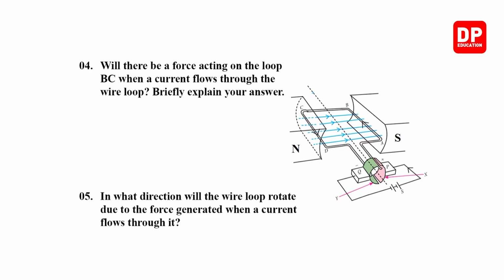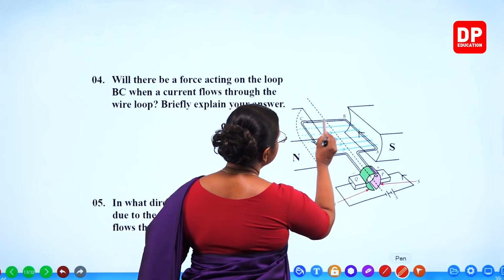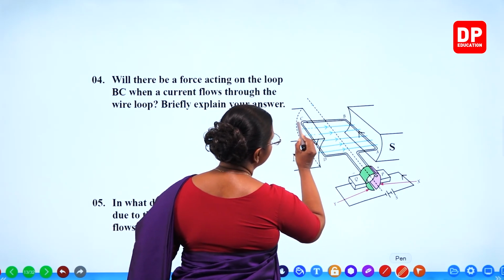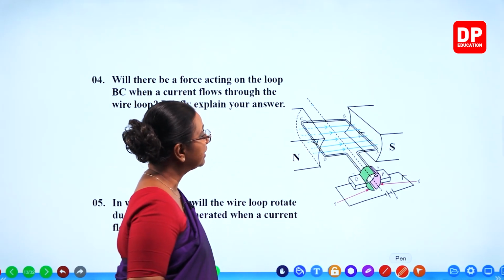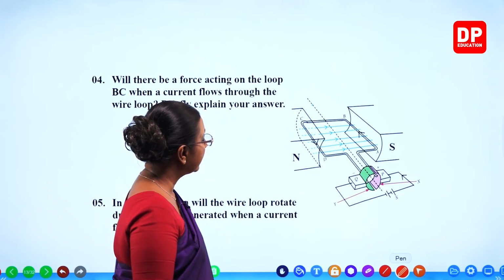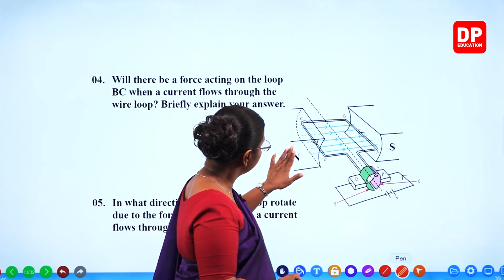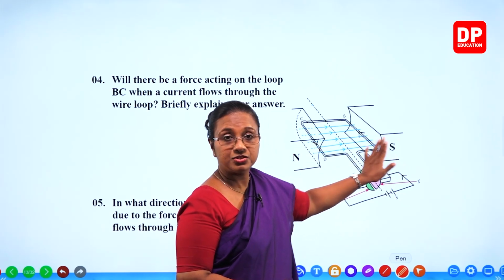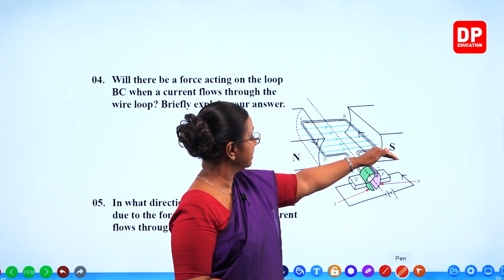Part 4. Will there be a force acting on the loop BC when a current flows through the wire loop? Briefly explain your answer. The BC. Now here you can see BC is this way. Now current will flow in this direction, and you can see the blue color lines indicate the magnetic field, north to south. Even if they don't give you the poles N and S, north and south, by looking at these lines, you all know the magnetic field is in this direction.